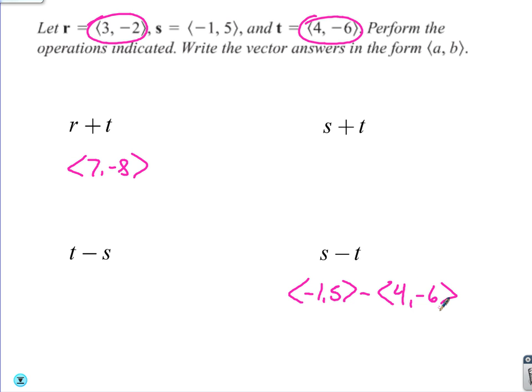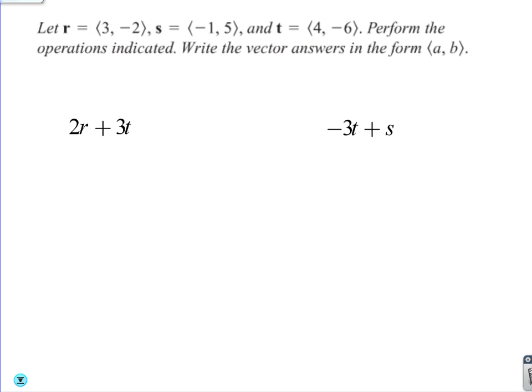Take a stab at that one, Drake. What do you think? 3. Careful, -1 minus 4. -5. -5 minus -6 is +11. Right. Minus a minus is a plus. So to subtract two vectors, you could add the opposite. Subtraction is the same thing as adding the opposite as well. I don't know why I want to overcomplicate things though.